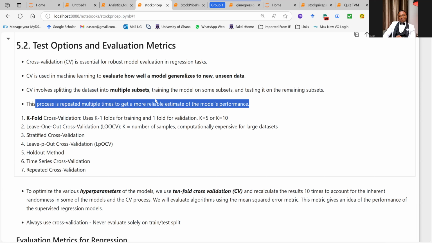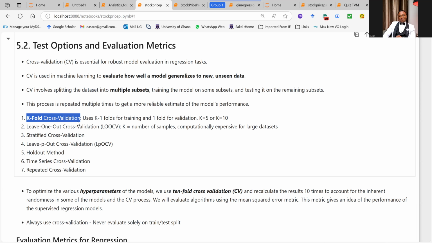It's like bootstrapping. There are several methods of doing cross-validation. The commonest one is the K-fold cross-validation. There is also the leave-one-out cross-validation, the stratified, the holdout, the repeated, and so forth. But let's just focus on the K-fold. The K-fold cross-validation uses K minus one folds, that is K minus one parts, for the training. In this case K is 10, and you're going to see very soon why. So you use 10 minus 1, which is 9 folds for training and 1 fold left for validation. K can be 5 or 10, but like I said, we'll use 10.